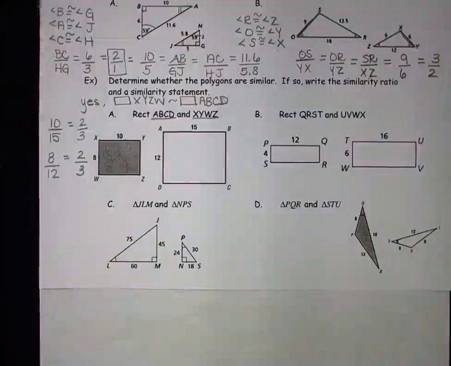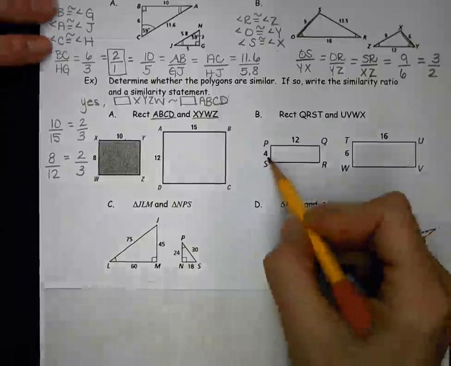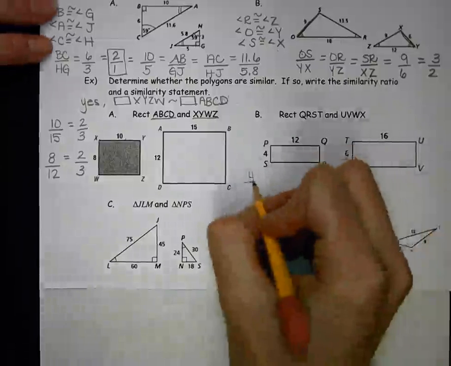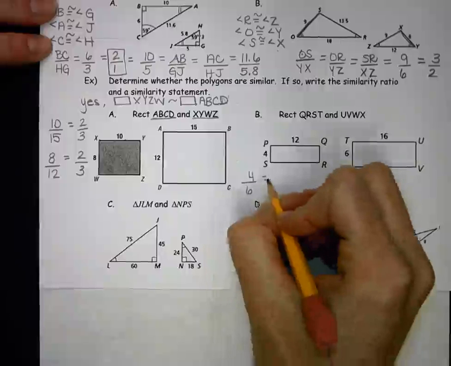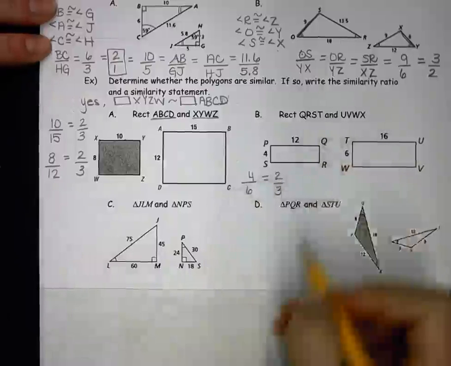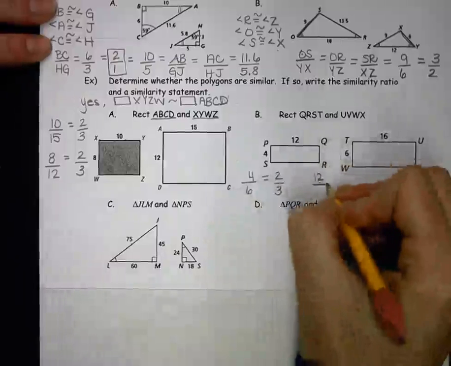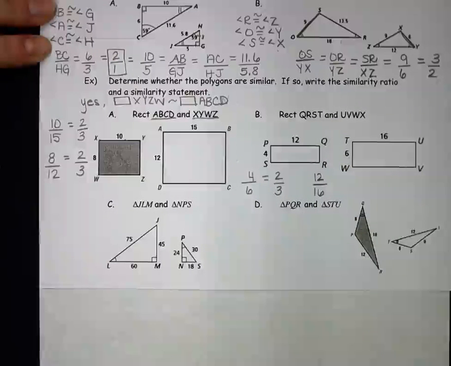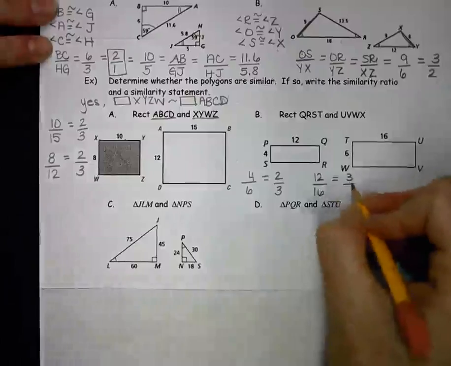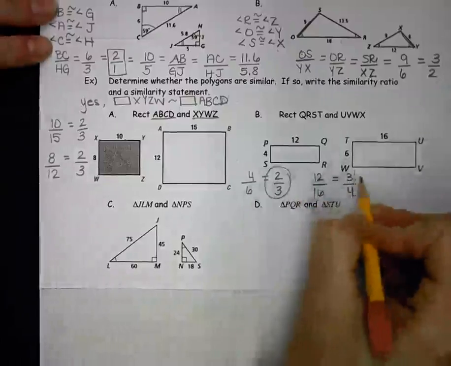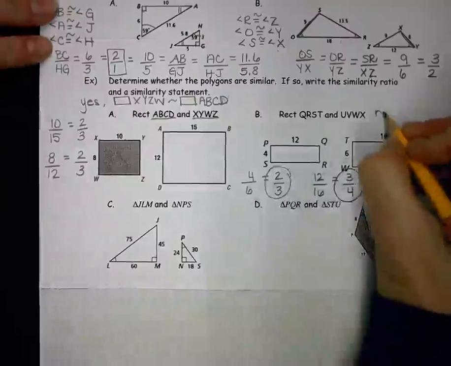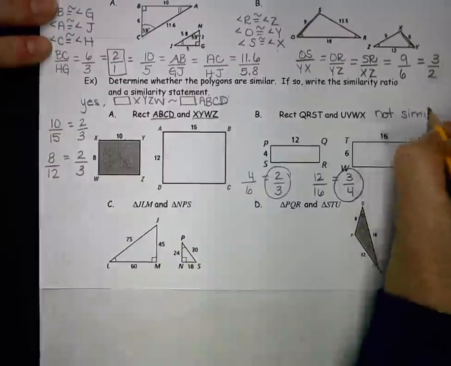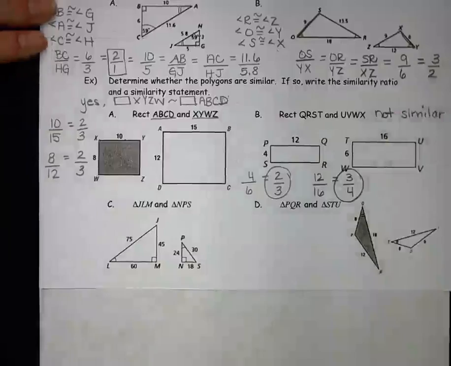Let's try another example. As you can see, these rectangles look quite proportional as they are drawn, so we now must check the similarity ratios. So I'm first going to pick a side over here. So I'm going to pick 4. 4 corresponds to 6. Reduced, that would be 2 over 3. If we pick another side, 12, corresponds to 16. Reduced, 12 over 16 will be 3 over 4. Because your similarity ratios are not equal, you would say these two rectangles are not similar. If they are not similar, then you cannot write a similarity statement.